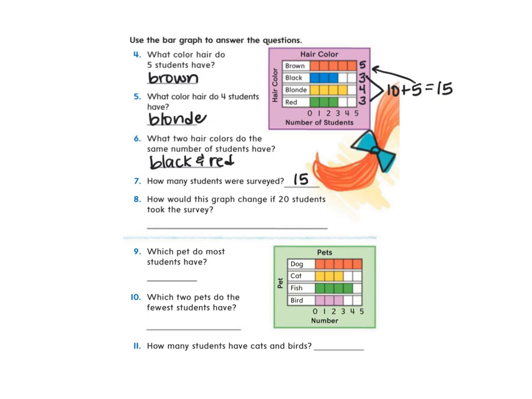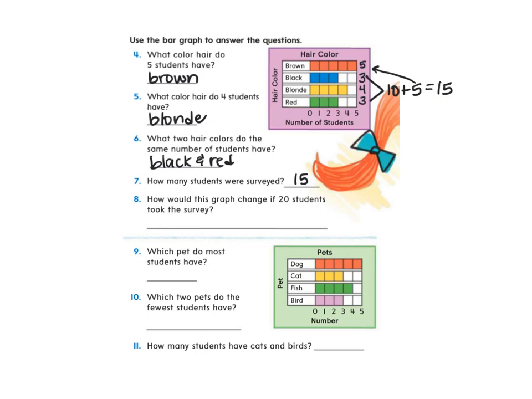How would this graph change if 20 students took the survey? How do you think the graph would change? I think it would change in a couple of ways, right? I think that our bars would have to get bigger because obviously there are going to be more people with these different colors of hair. And then I see something else that would have to happen. What do you think would happen?